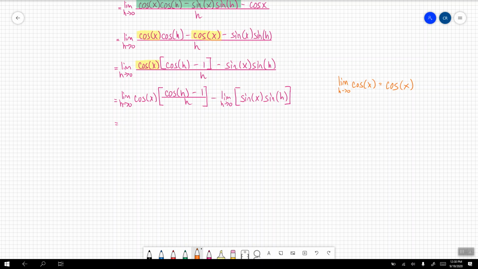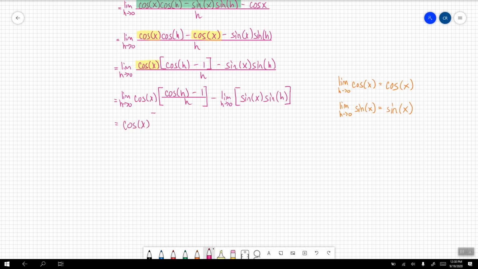Okay, and very similarly, the limit as h is approaching 0 for sine of x, well, again, sine of x does not depend on h because it has no h embedded in the function. Therefore, the limit as h is approaching 0 for sine of x, we're just left with sine of x. So let's go ahead and finish off this limit calculation. Again, the limit as h is approaching 0 for cosine of x is just cosine of x.